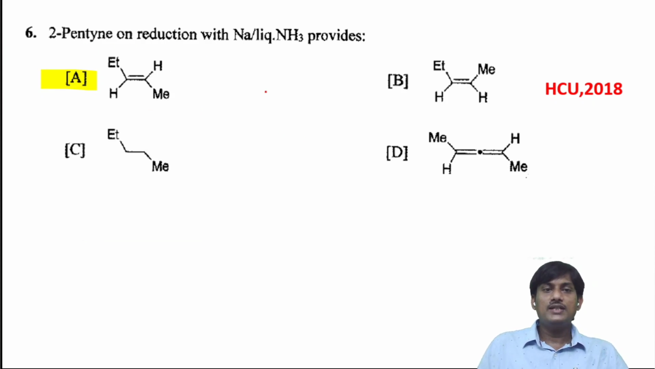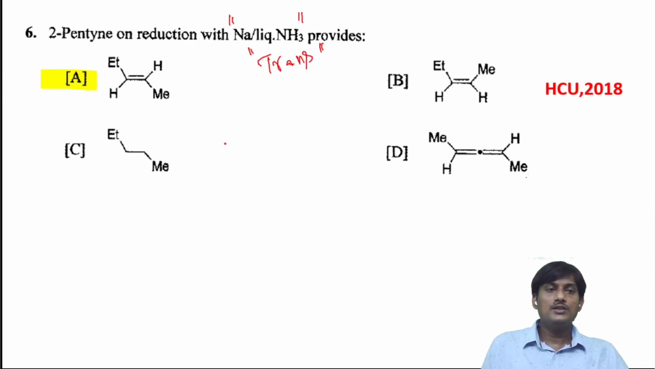The 2-pentyne on reduction with sodium dissolved in ammonia provides? Sodium dissolved in ammonia converts alkynes into alkenes. There is a formation of trans-alkenes.